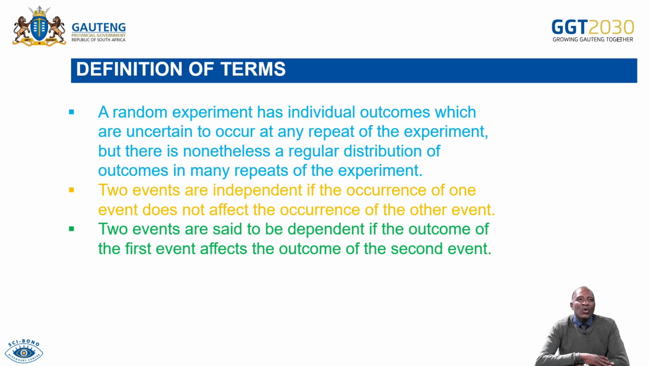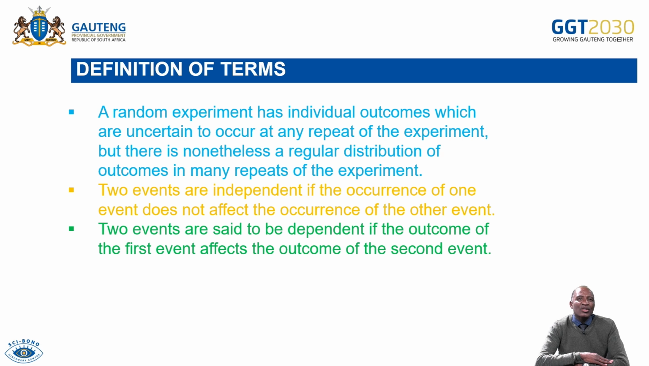Right. So we are saying a random experiment has individual outcomes which are uncertain to occur at any repeat of the experiment. But there is nonetheless a regular distribution of outcomes in many repeats of that particular experiment, because each event is equally likely to occur.